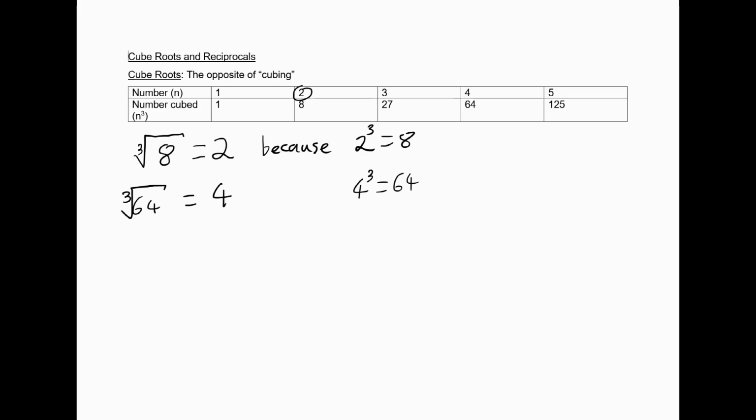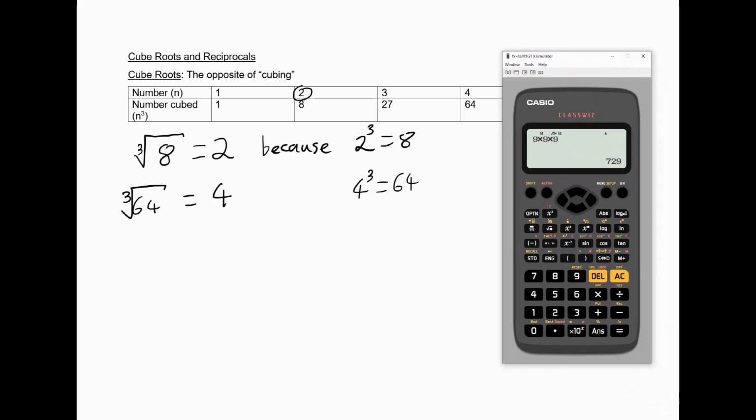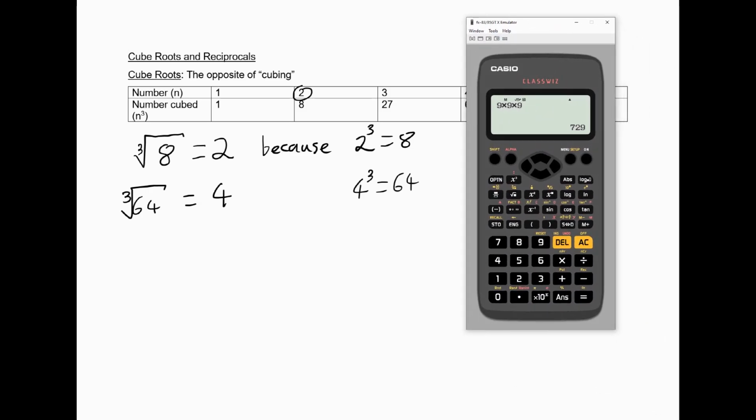On a calculator, we can work out the cube root as follows. On a Casio calculator, you would press Shift and then the square root button, and that's going to make cube root appear. You can then type in whatever number you want to cube root. So if I wanted to cube root 25, you would write cube root 25, press equals, and you end up with this number here. As you can see, this is not a whole number because 25 is not a perfect cube.